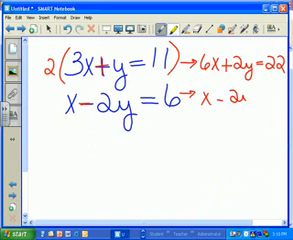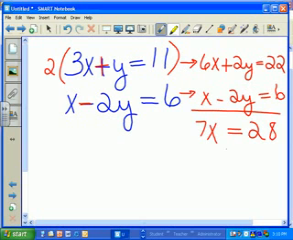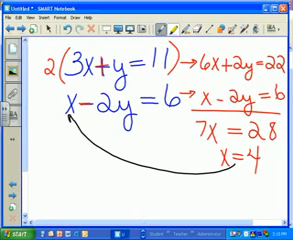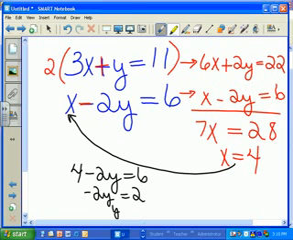The second equation we don't need to change at all. And we'll add these together. 7x equals 28, so x is 4. Once again, is x equals 4 the solution to a problem? No, because it's only half of a point. So now I'll substitute that in where x belonged in either equation. So now instead of x minus 2y, I'll write 4 minus 2y equals 6. Negative 2y equals 2. And y equals negative 1.